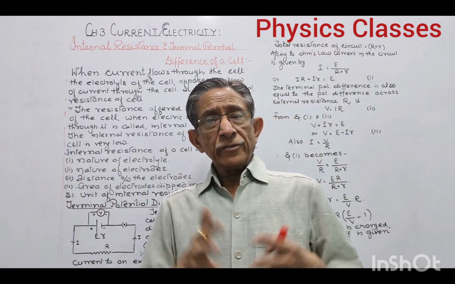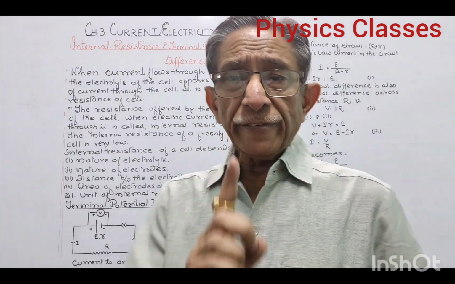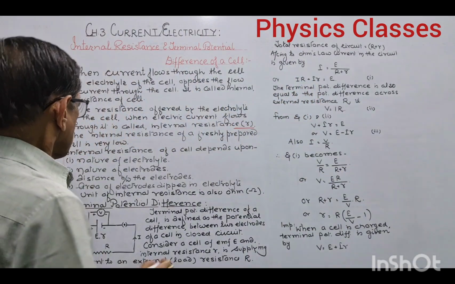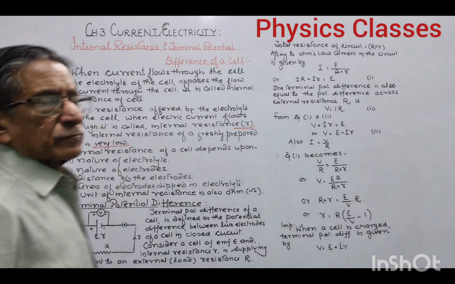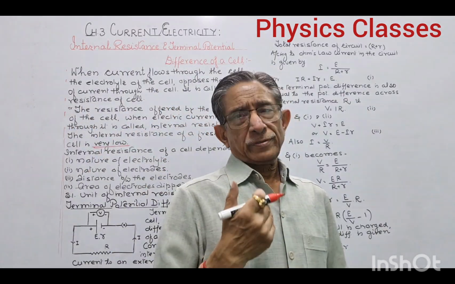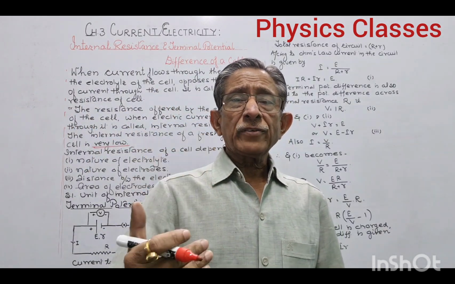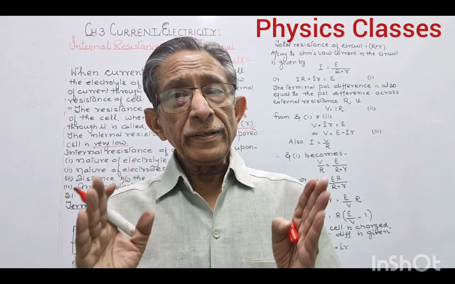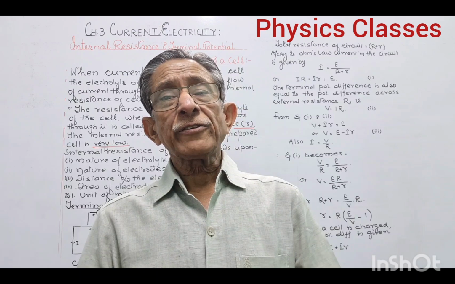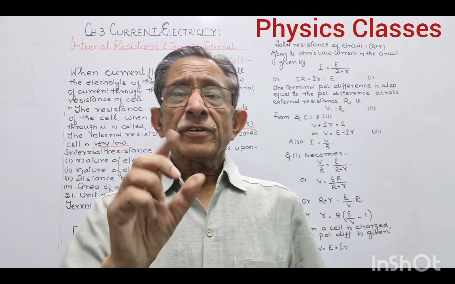The internal resistance of a freshly prepared cell is very low. As the cell is used, its internal resistance increases more and more. So remember that internal resistance of a freshly prepared cell is small.